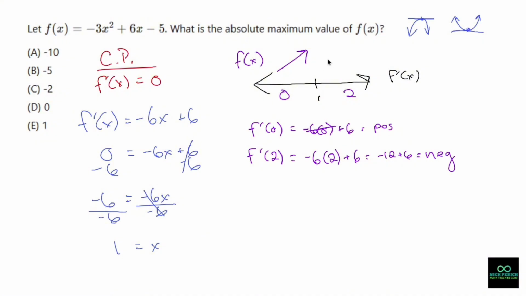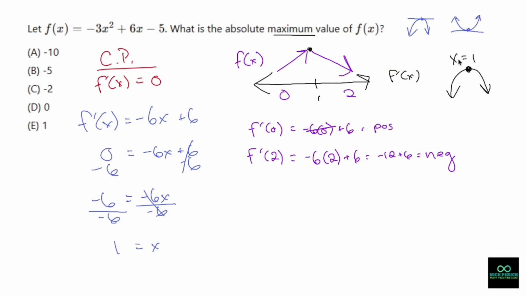So what's happening here is f of x is increasing, but once it hits x equals 1, it hits a peak up here and then starts decreasing. So we definitely do have a maximum. Okay, I just wanted to make sure of that. We definitely do have a maximum value at x equals 1.